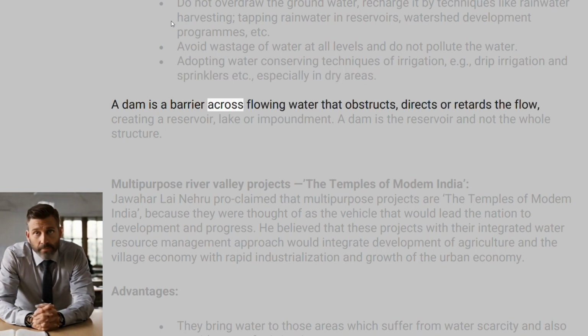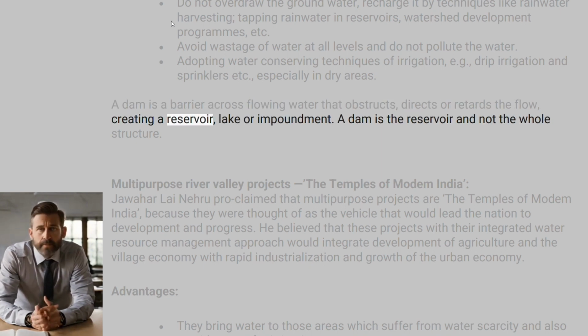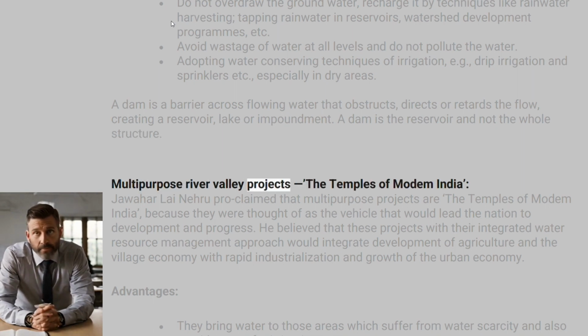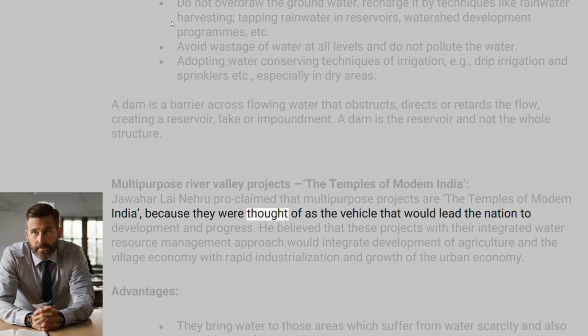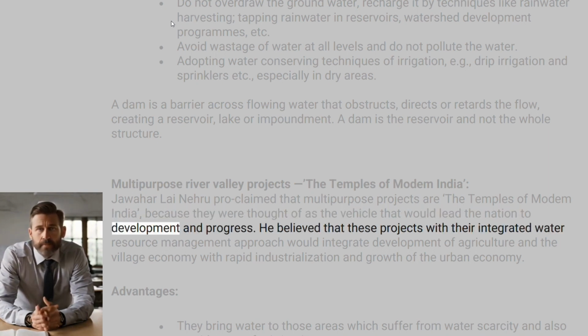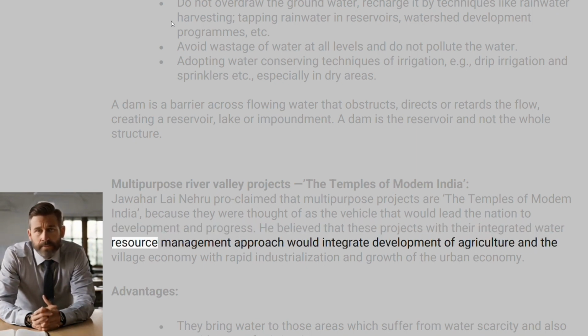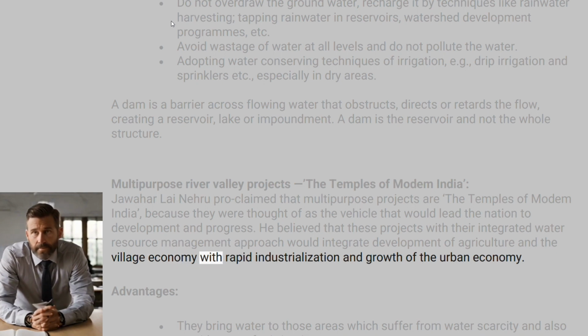A dam is a barrier across flowing water that obstructs, directs or retards the flow, creating a reservoir, lake or impoundment. A dam is the reservoir and not the whole structure. Multipurpose river valley projects. The temples of modern India. Jawaharlal Nehru proclaimed that multipurpose projects are the temples of modern India, because they were thought of as the vehicle that would lead the nation to development and progress. He believed that these projects with their integrated water resource management approach would integrate development of agriculture and the village economy with rapid industrialization and growth of the urban economy.